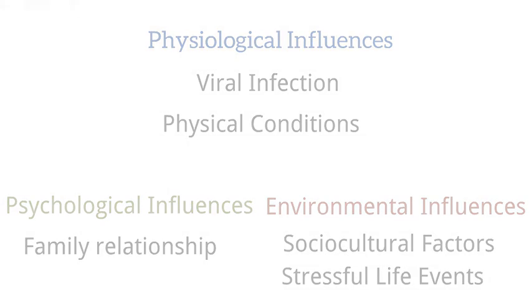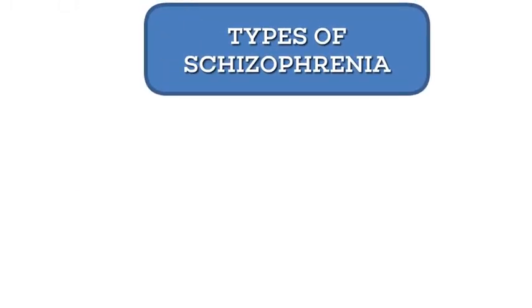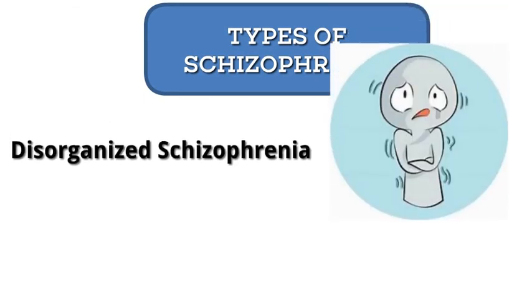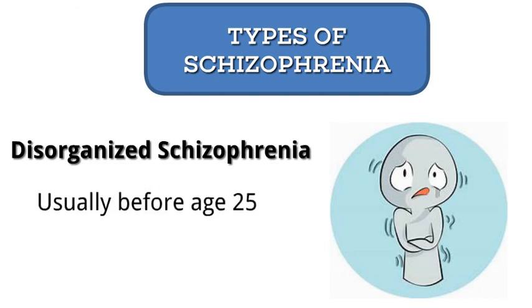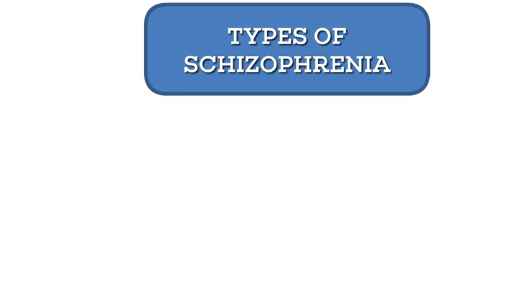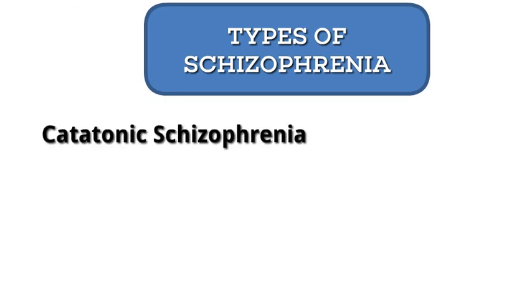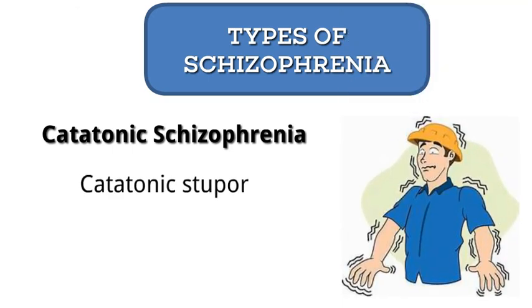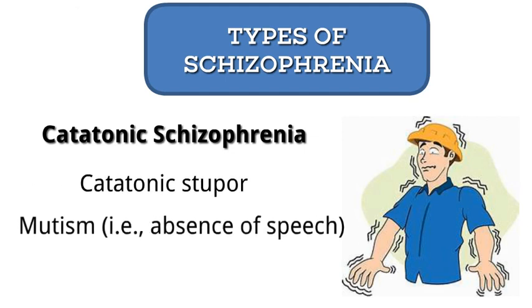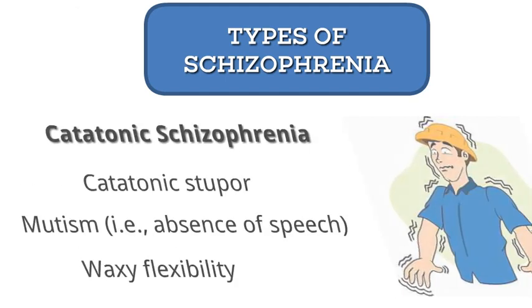Types of schizophrenia. The following types are according to DSM-4 of psychiatric disorders. Disorganized schizophrenia, also called hebephrenic schizophrenia. This subtype is characterized by symptoms that interrupt a person's thinking and communication, which are considered disorganized symptoms. It usually occurs before age 25 years. Catatonic schizophrenia is characterized by marked abnormalities in motor behavior such as catatonic stupor, mutism, which means absence of speech, negativism, and waxy flexibility may be exhibited.